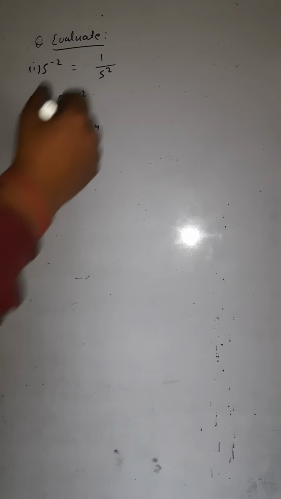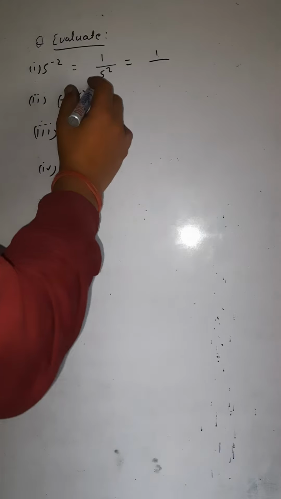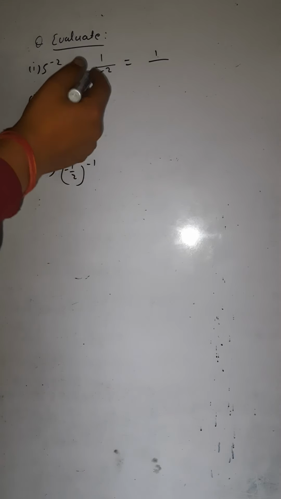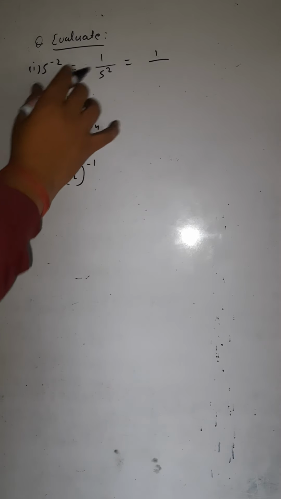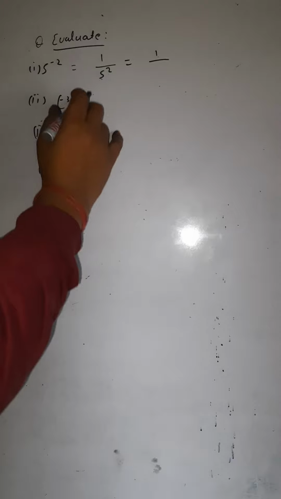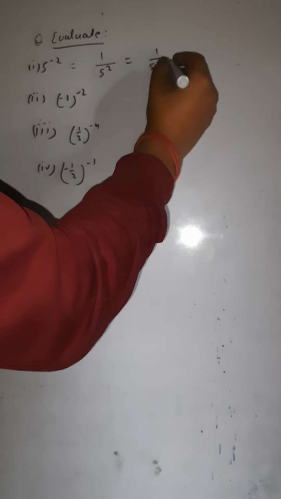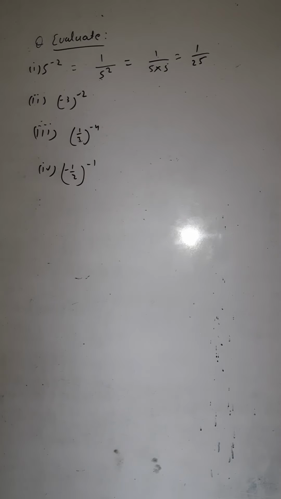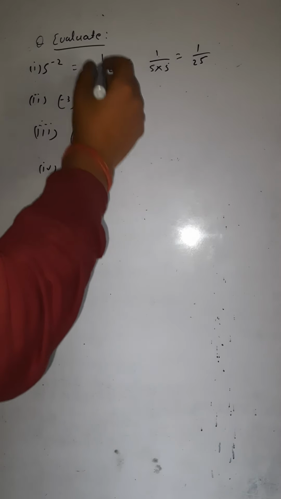If you want to solve it ahead, you can. It is in exponential form, so you can write it in the form of repeated multiplication. 5 is the base, so the base is being repeated 2 times, meaning 5 is being repeated 2 times. So you can write it as 1 by 25. So 1 by 25 would be the answer. Okay, next question, similar to the previous one.